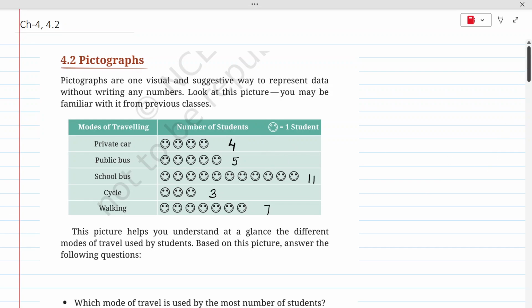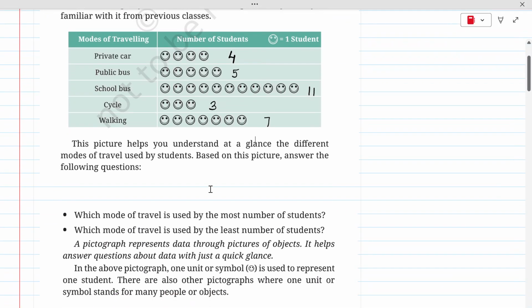Now let us pick the questions. Which mode of travel is used by most of the students? So we have to find out the mode of travel which is used by the students maximum here. So we can see it is 11, which is a school bus. So the answer to this is school bus, opted by 11 students.